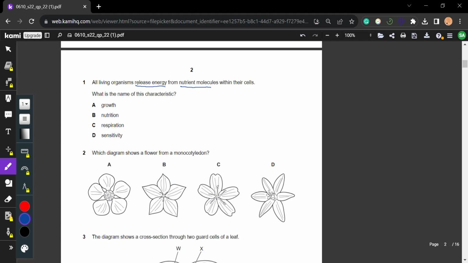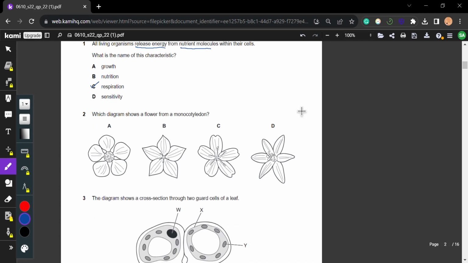Now, the definition for respiration is the breakdown of nutrient molecules to release energy with the help of oxygen, right? So, our correct option is going to be C, respiration. And let's just define sensitivity. Sensitivity is the ability to detect changes in the internal or external environment. Now, if you look at the IGCSE syllabus, you will be able to see that they have specified that you should know all the definitions. Let's look at question number 2.